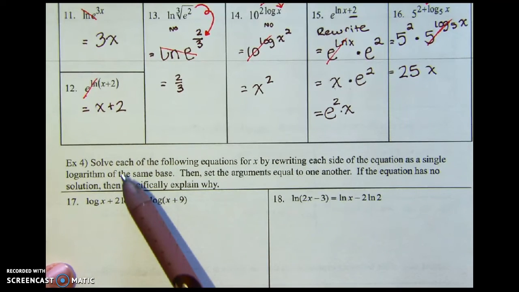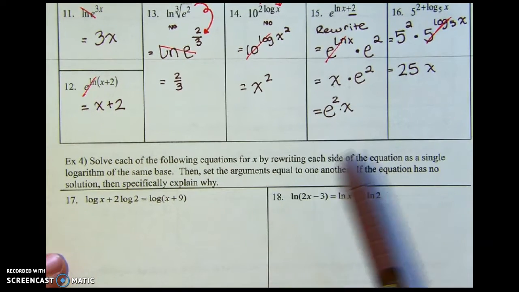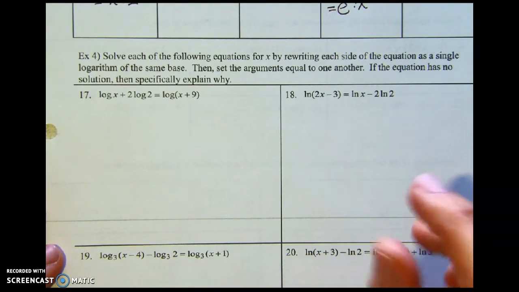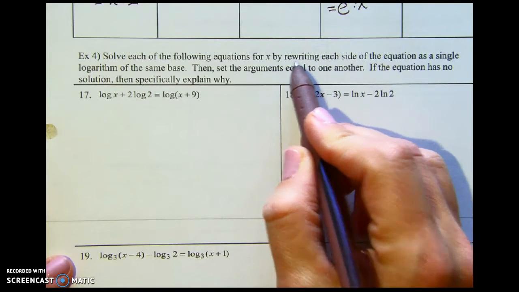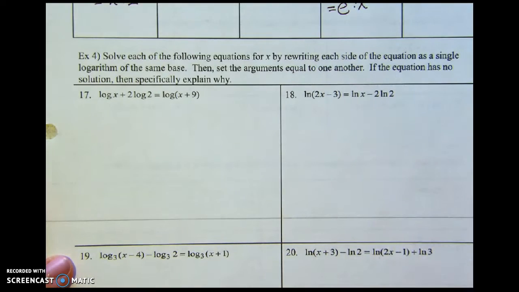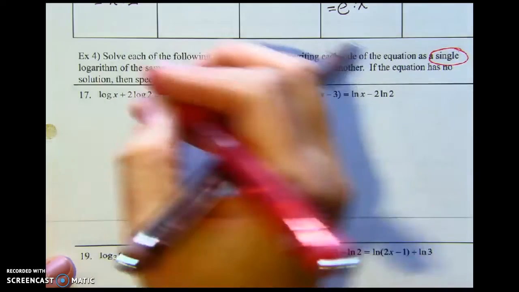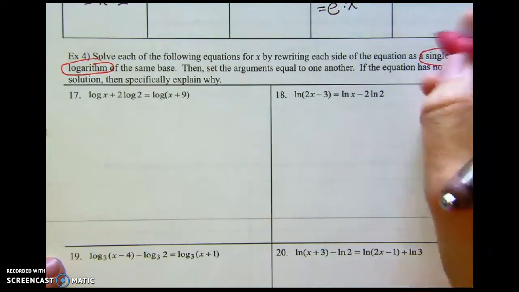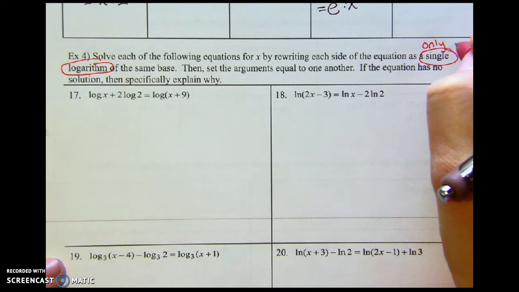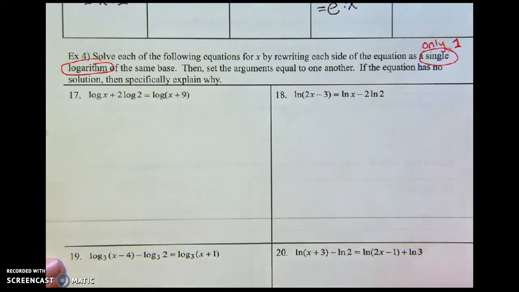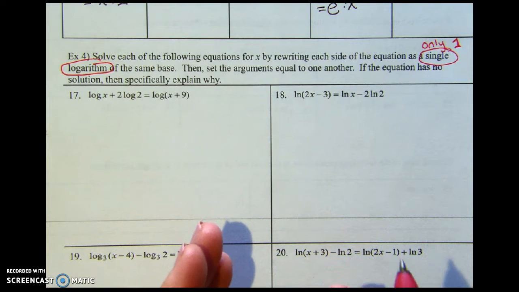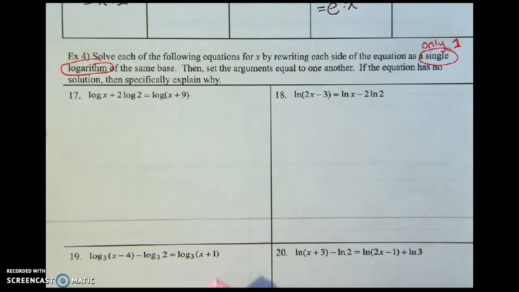So here we are. We're going to solve the following equations using the log rules that we have been learning. Okay, this is the key. You have to rewrite each side of the equation as a single logarithm. What does the word single mean? Single means there's only one. So when I see a paper with 2 logs, it doesn't make sense, okay? You have to rewrite it as a single logarithm.